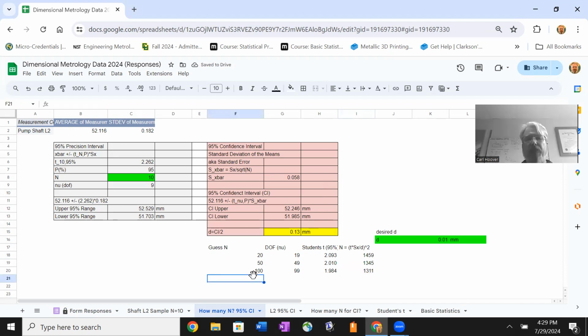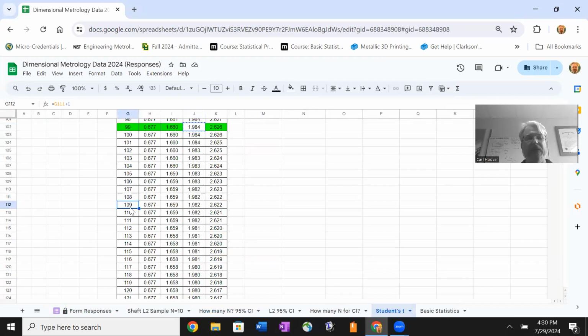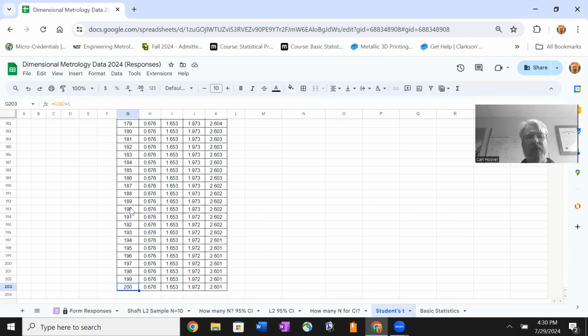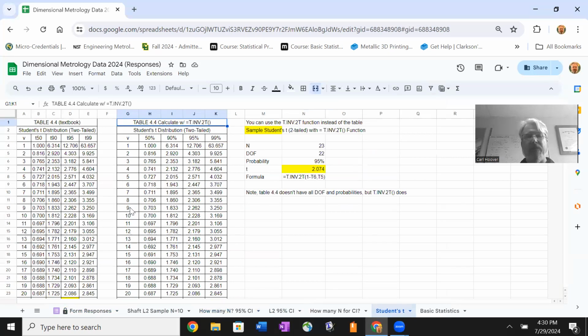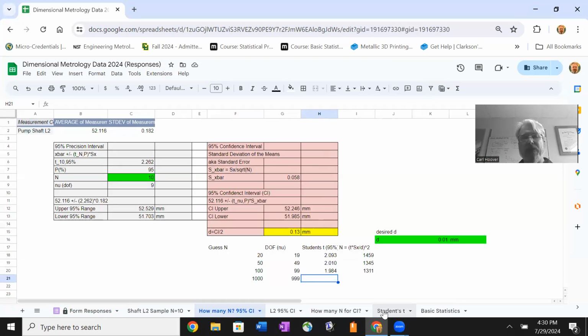So let's jump up quite a bit with our sample size. And we'll take a look at a sample size of 999. And so then we'll go over to our student's T calculation here and see. Let's go to the bottom of this table. Well, we don't even have 999 here. We only have up to 200. So we've got to figure out what we're going to do with this.